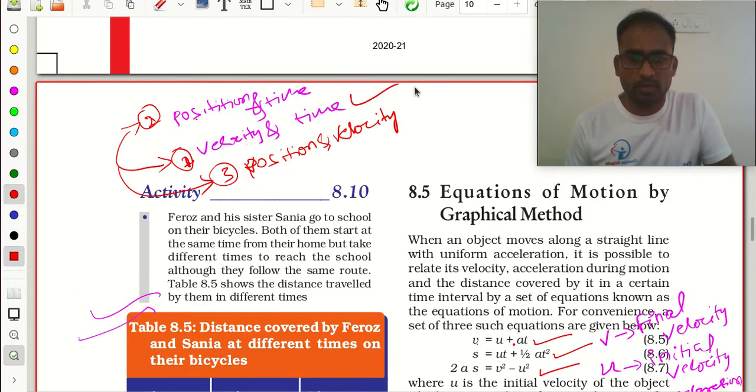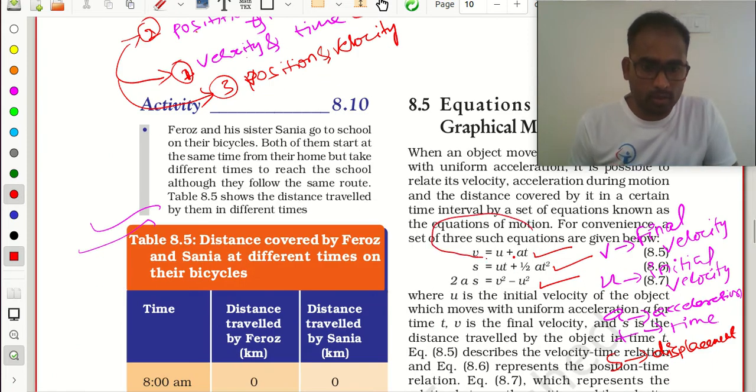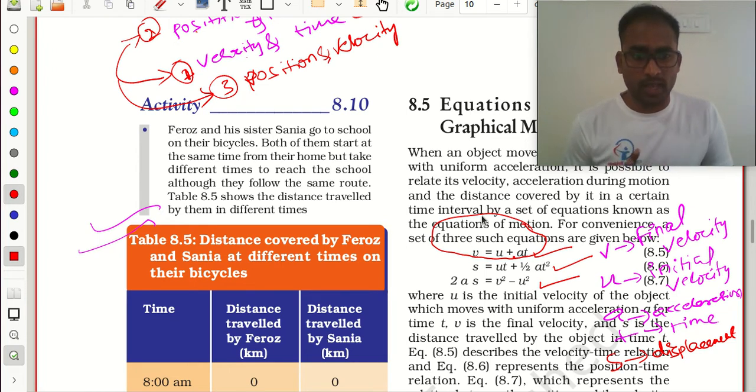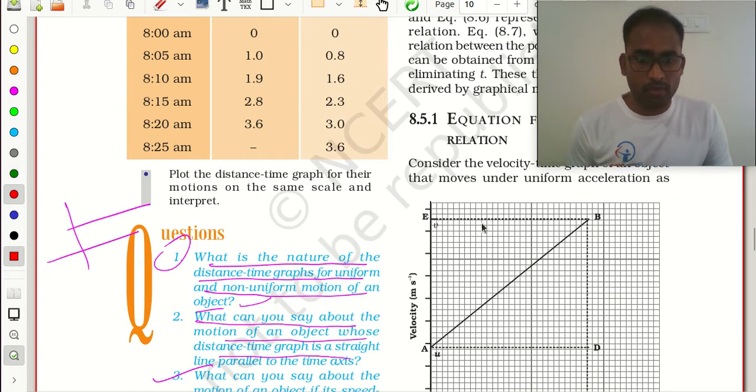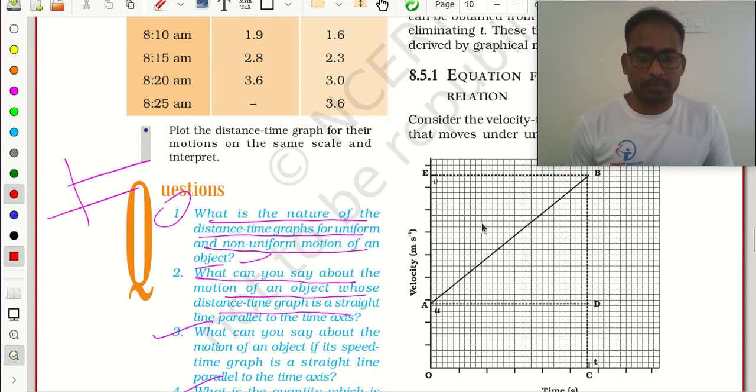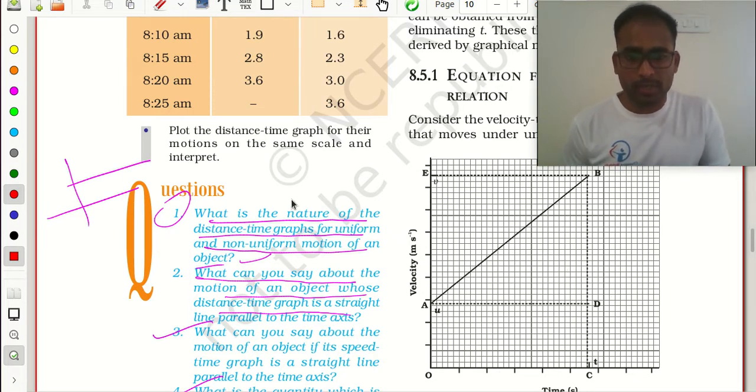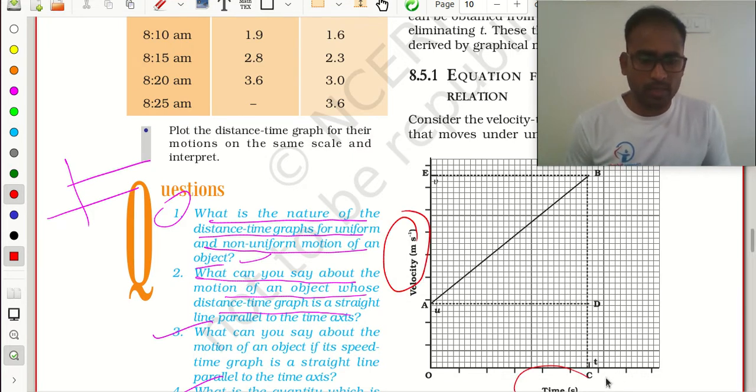This first equation, velocity v is equal to u plus at. How are we getting this v is equal to u plus at? Means final velocity is equal to initial velocity plus acceleration into time. How am I getting that equation? That we will learn here, and I will derive it also. So please observe this graph. Here on the y-axis we have velocity and on the x-axis we have time. Clear?